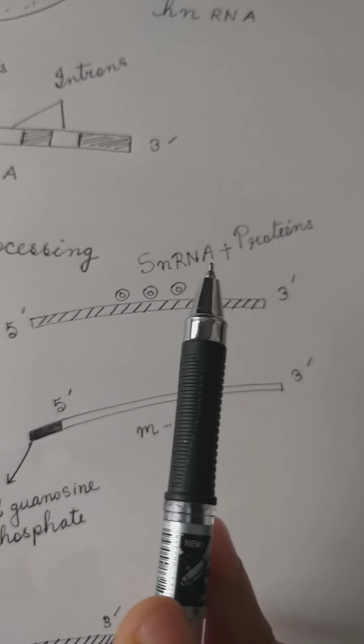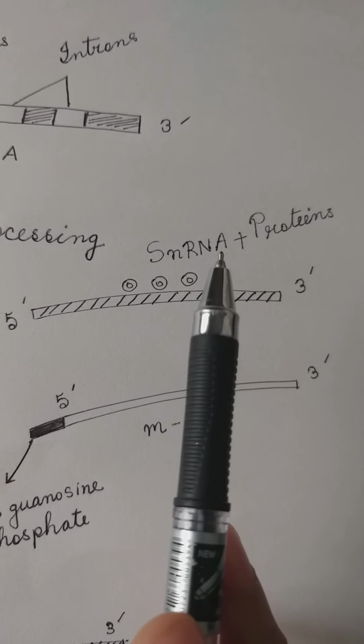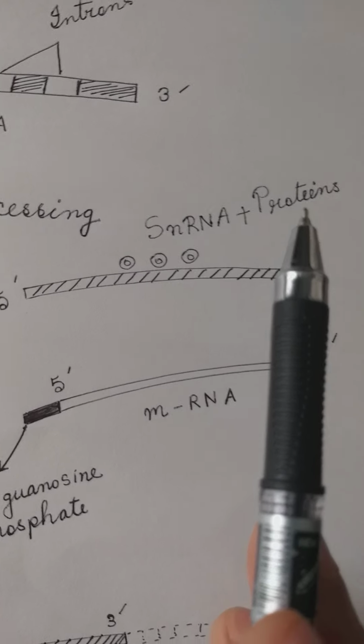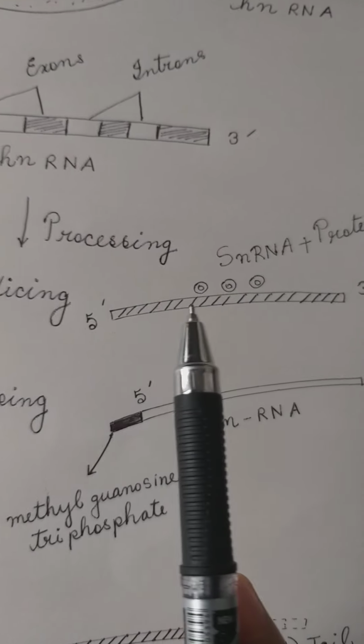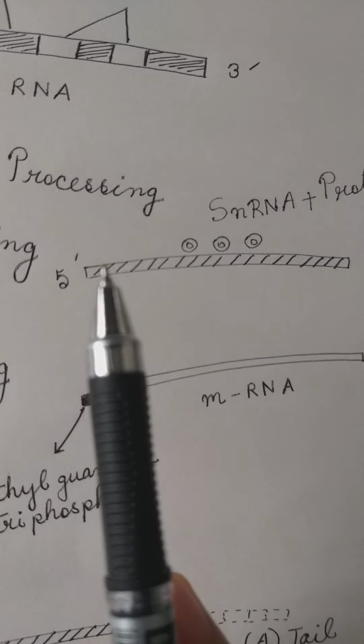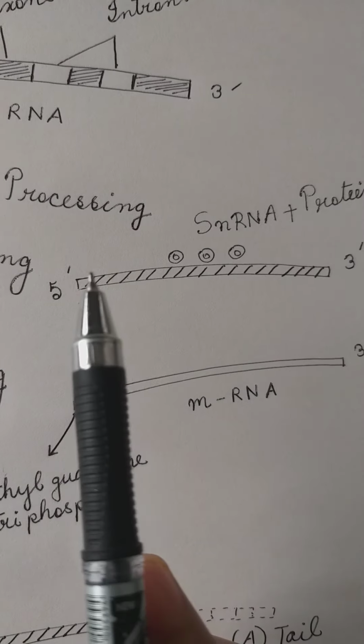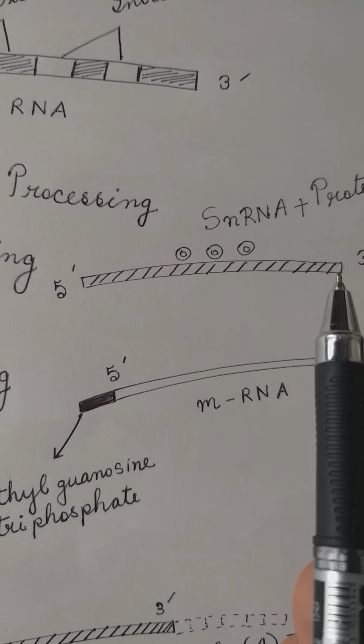Small nuclear RNAs are the RNAs which associate with proteins and bind to the primary transcript to remove the introns and join the exons in a specific order.